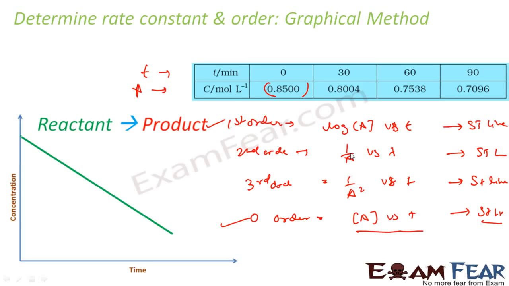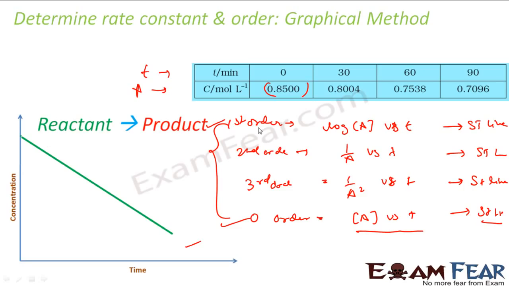Correct? So with this, we'll draw different kinds of graphs, and the graph which comes out straight, corresponding to which scenario we have tried, that is my order of equation. If A versus T is a straight graph, it is a zero order equation. If log A versus T is a straight graph, it's a first order equation. If 1 by A versus T is a straight line, it is a second order equation. If 1 by A square versus T is a straight line, it's a third order equation.